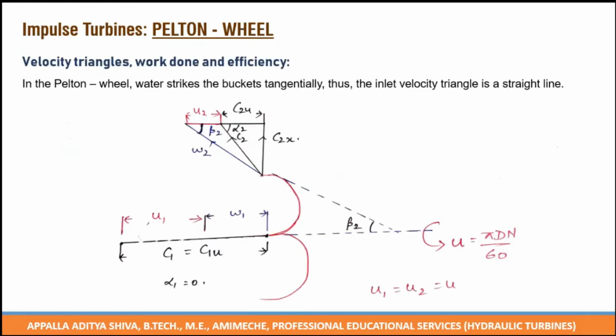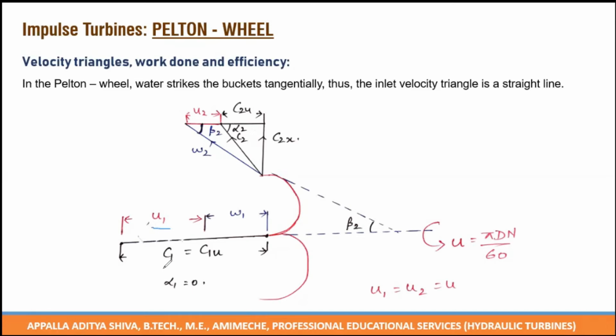Now we come to the velocity triangles. Now this is the critical part. The first thing, like I said, in Pelton wheel, water strikes the buckets tangentially. Therefore, the inlet velocity triangle is reduced to a straight line. Now, the nomenclature that we will be following is this. U represents the bucket velocity, blade or bucket velocity.